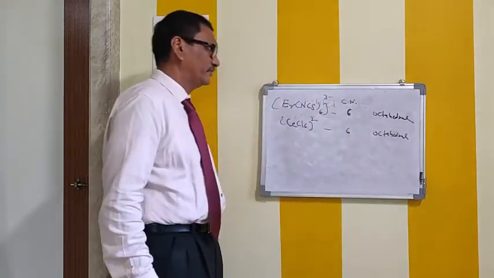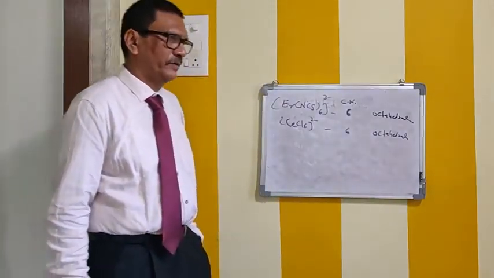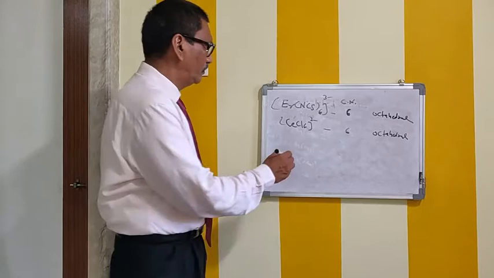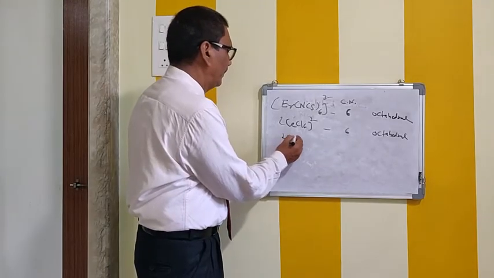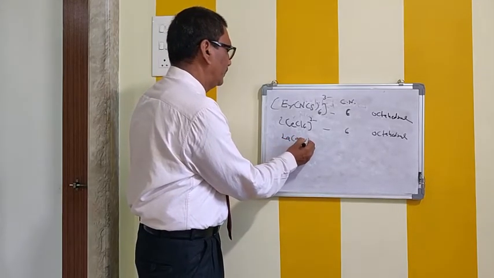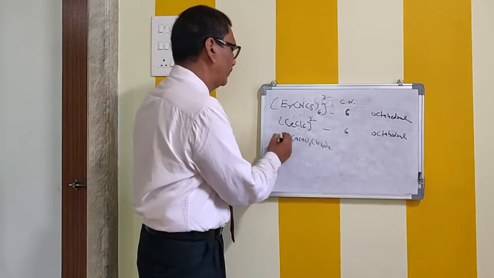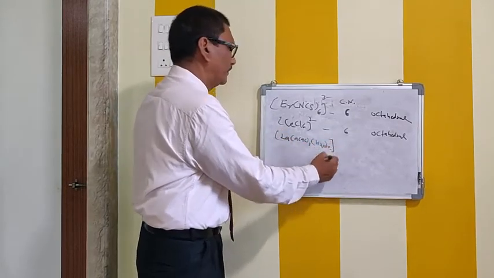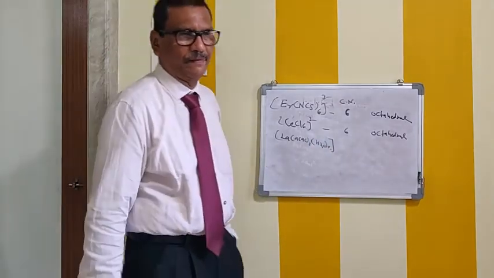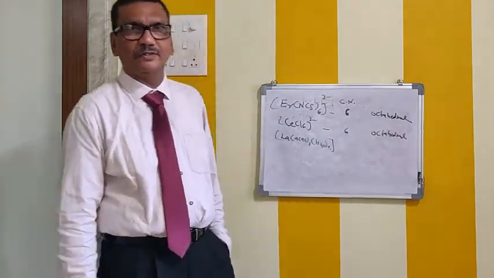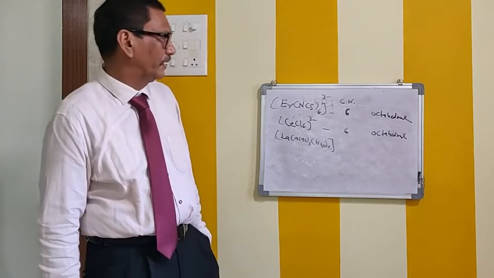So coordination number 6 indicates that the geometry is octahedral. Suppose I have taken the lanthanum ion, La(AC)3 and H2O2. Then what is the coordination number here in the lanthanide? What is the coordination number in this case? Can anybody tell?